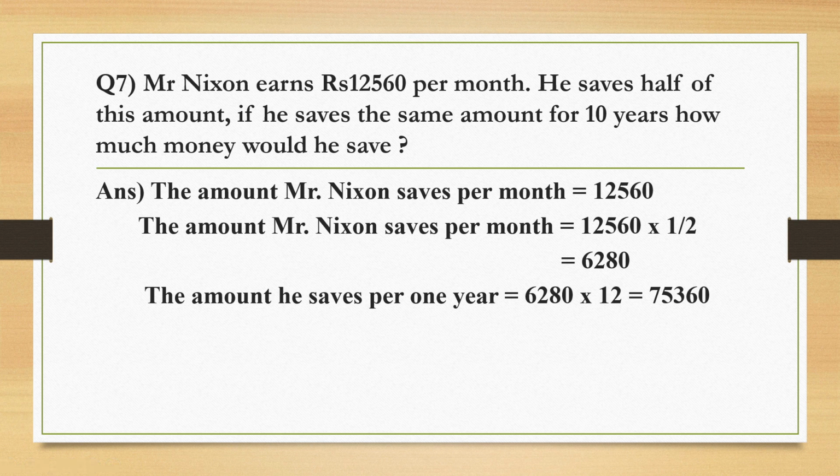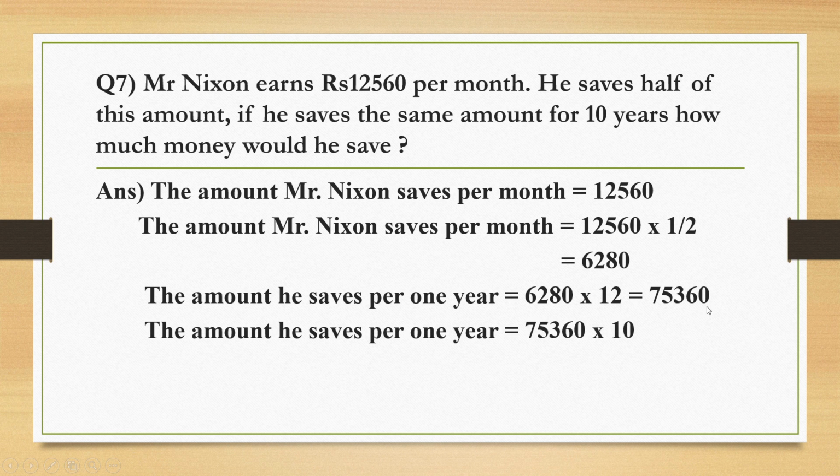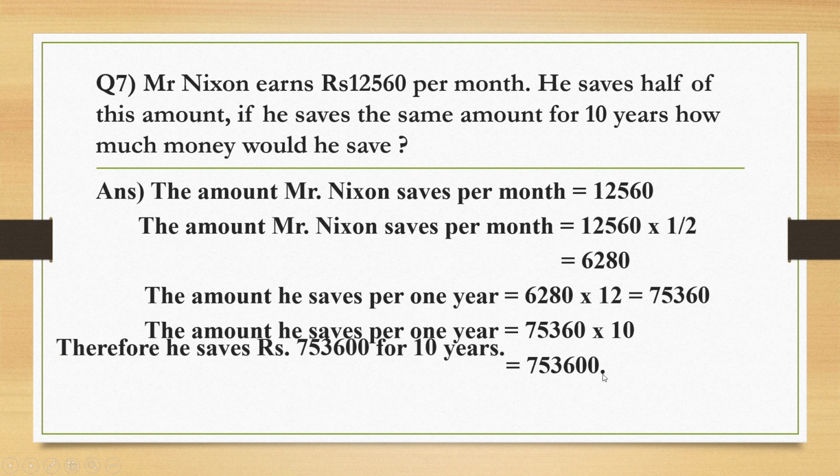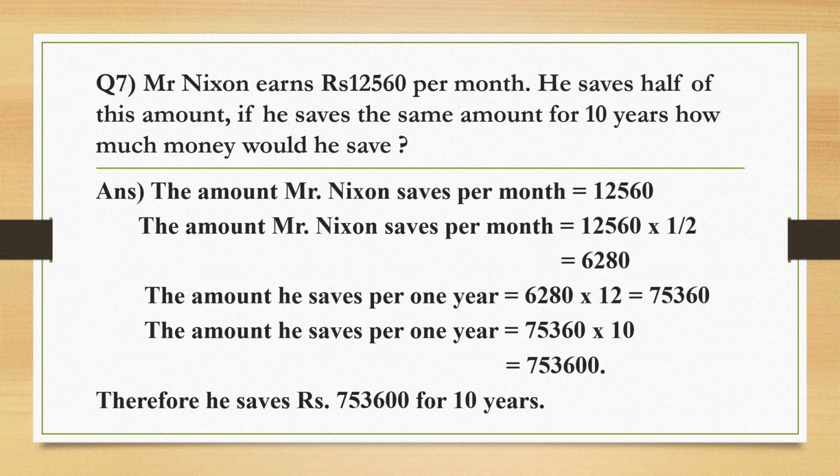75,360 per year. So for 10 years, how much could it be? We just need to multiply this answer with 10. So we're gonna get how much? 7,53,600. Okay. So therefore, he saves 7,53,600 for 10 years. Great saving.